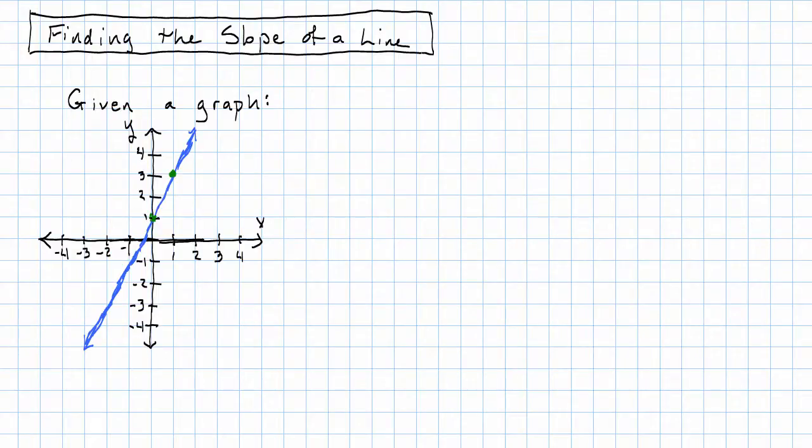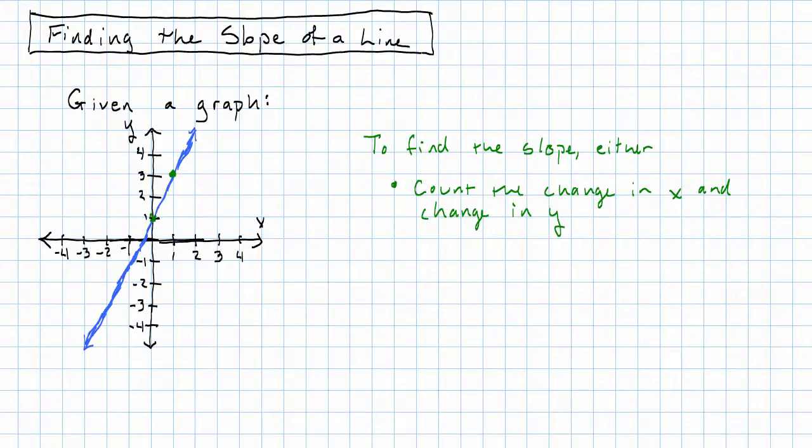Then, to find out the slope, we can either count off the change in x plus 1 and the change in y plus 2, and say the slope is the change in y over the change in x equals, in this example, 2 over 1, or just 2.